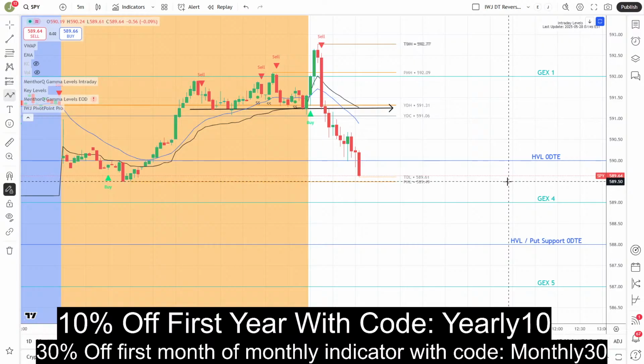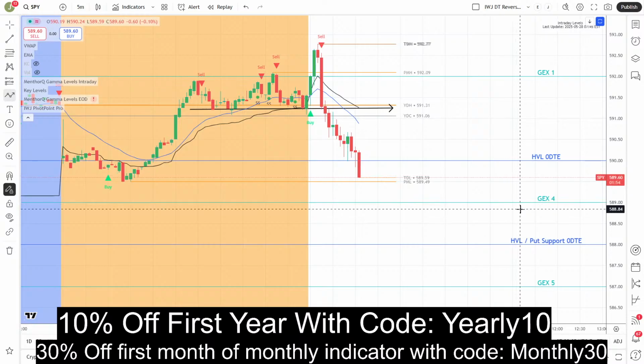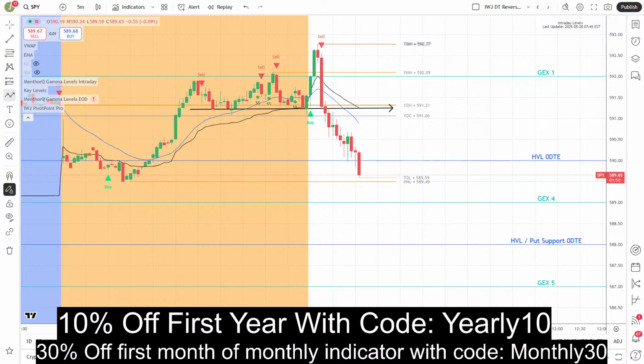Market makers are the casino owners. That's a fact. All right, guys, we are at 320 here. So 320 minus 50 is 270 on our stops.